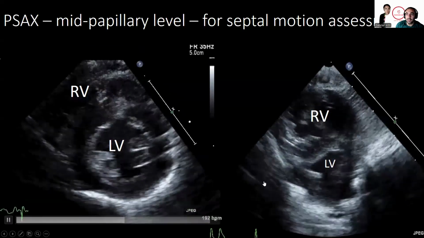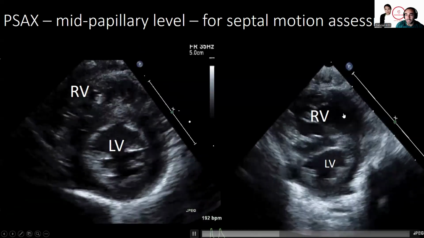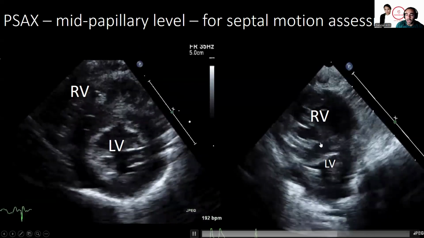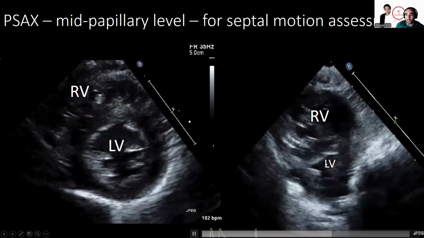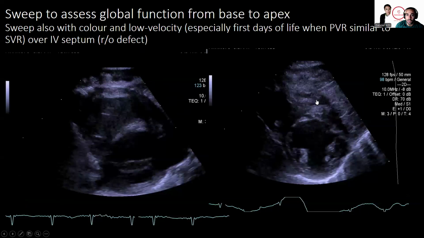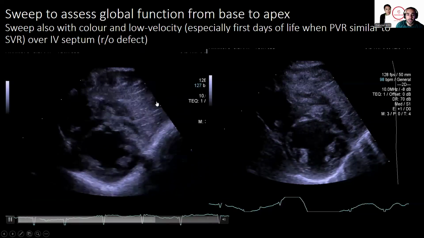So here, this is an example where you can see in systole that you get flattening of the septum because this RV is probably hypertensive regarding the LV. And you can see in this particular case that the RV looks quite dilated compared to the LV and has quite a hypertrophy of its muscle wall. So that was an example of septal bowing.